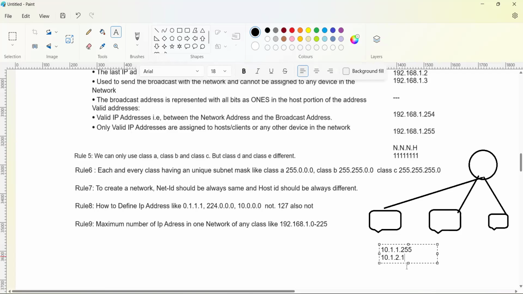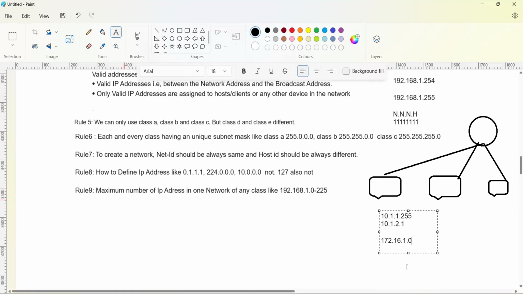If you move to class B, 172.16.1.1, likewise you can assign. You cannot assign 0 likewise. And you cannot assign the 224 IP address either. You cannot assign the 10 IP address either. We cannot assign the 127 IP address either.